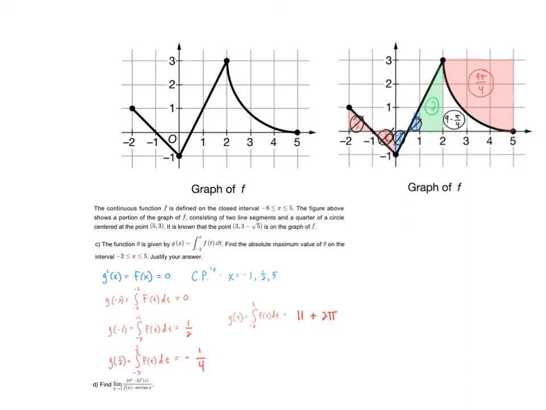And that'll definitely be the absolute maximum value. Remember, when they ask for the maximum value, they're asking for the actual value, the answer, as opposed to the x value. If they asked when does the maximum occur, it would be at 5.